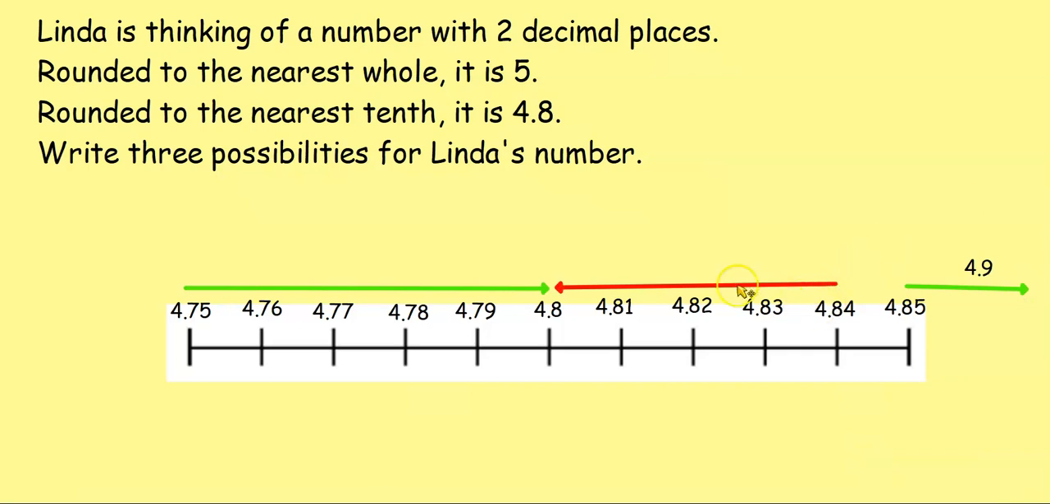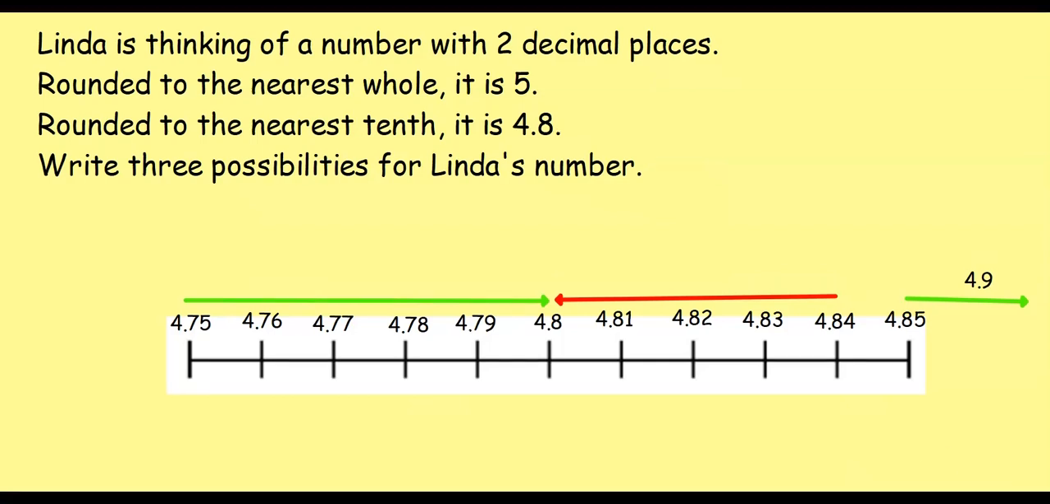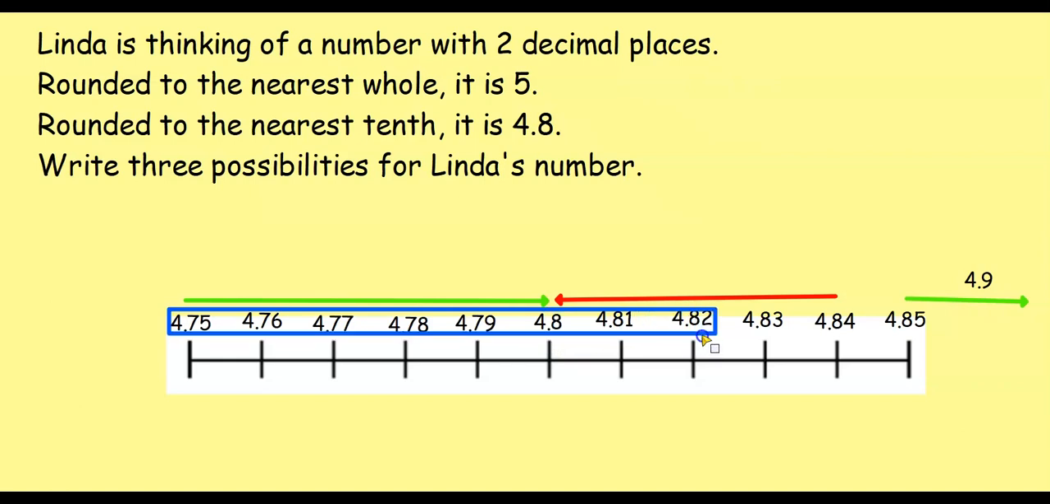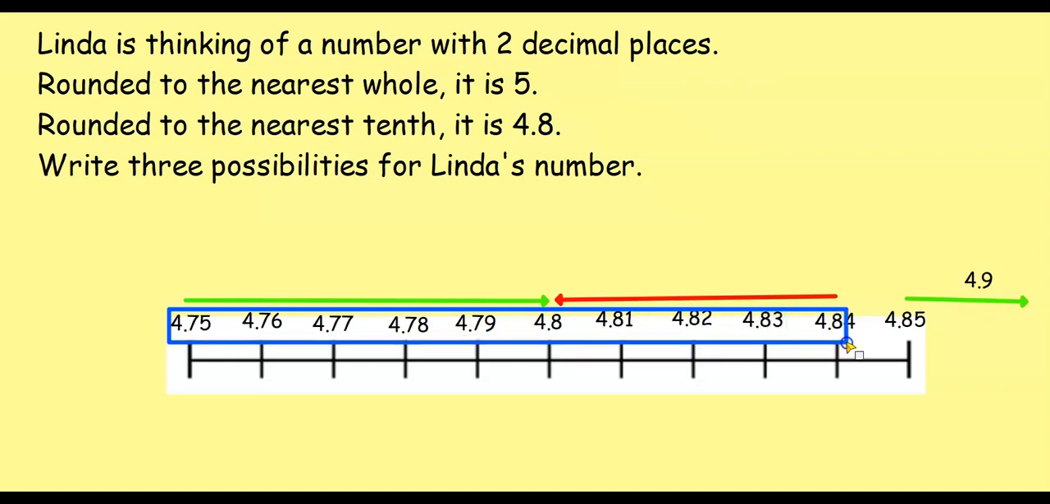So you can see we've got a range here, and let me just highlight those. So we can just highlight those so you can see anything that gets rounded up from 4.75 up to 4.8, and then we're going to include all of those ones that are worth more than 4.8 but will still get rounded back down. So you can see we've got quite a big range there, and it only wants 3 possibilities for Linda's number, and you could pick from any of the ones that we've just popped into the box there.